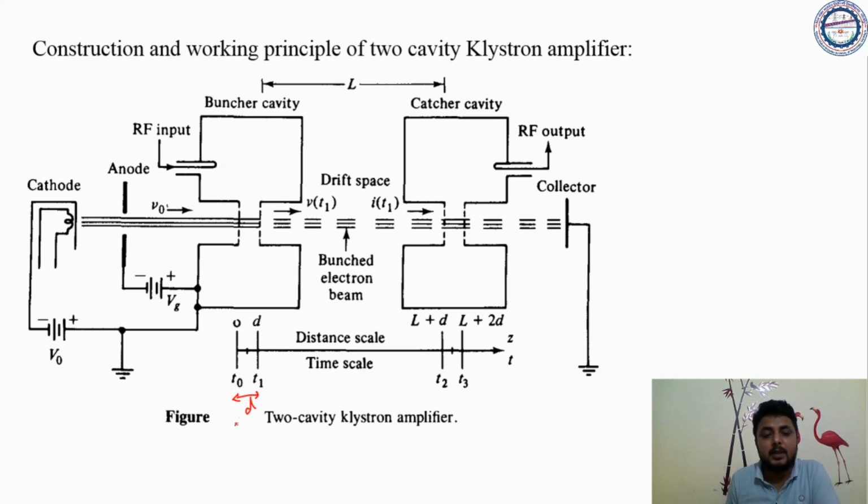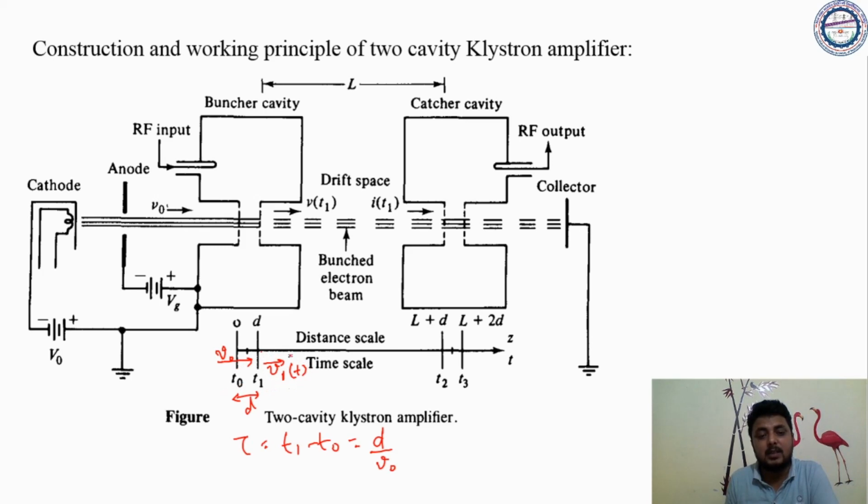So this can be written as transit time is equal to t1 minus t0, and this can be written as d upon velocity v0. Let us assume the electron in the cavity is traveling with velocity v0. After the exit of this cavity gap, it may be accelerated or decelerated, depending on this. At that time we will consider the velocity to be v1 of t, and we are trying to find this v1 of t.